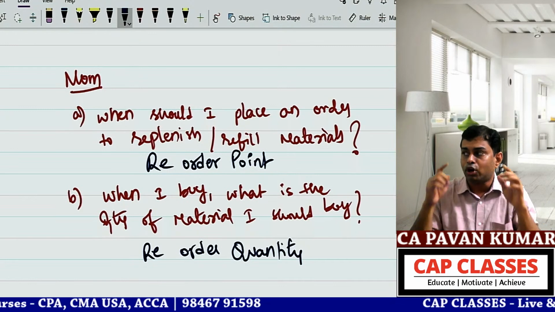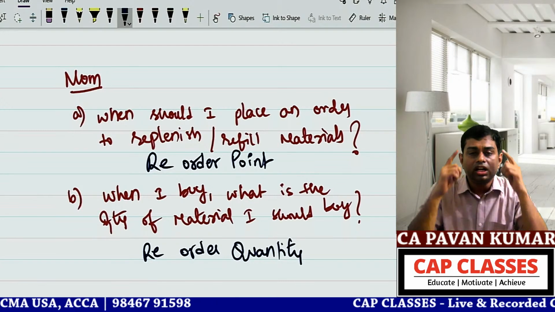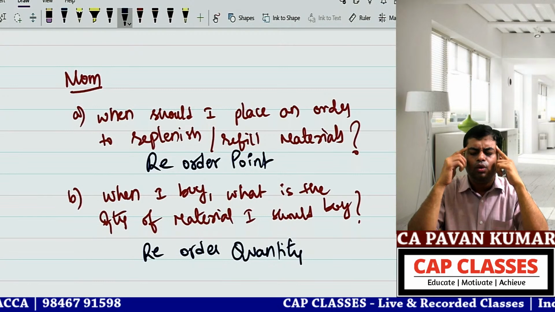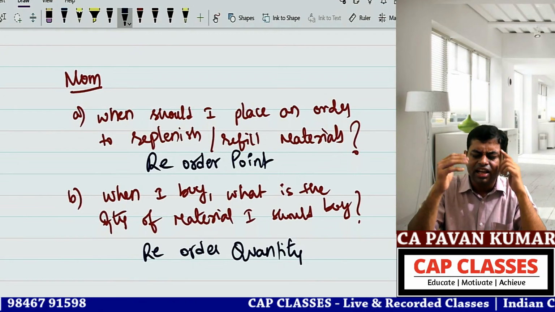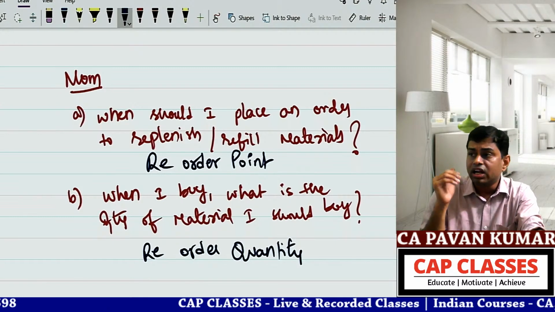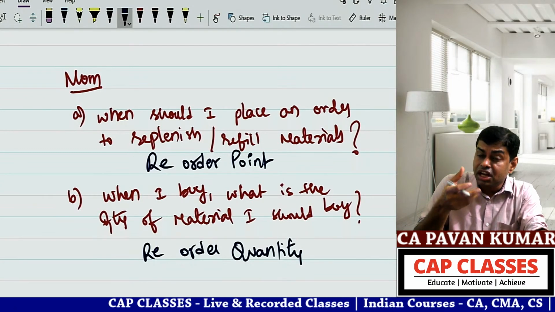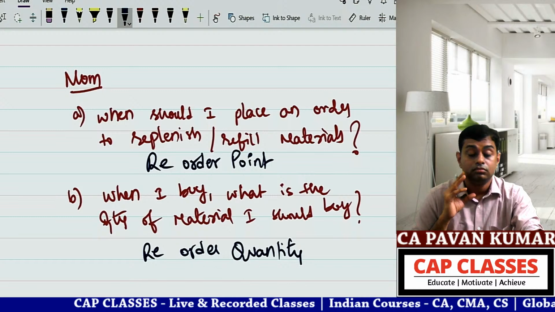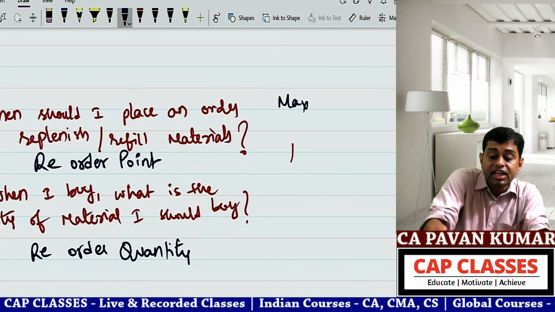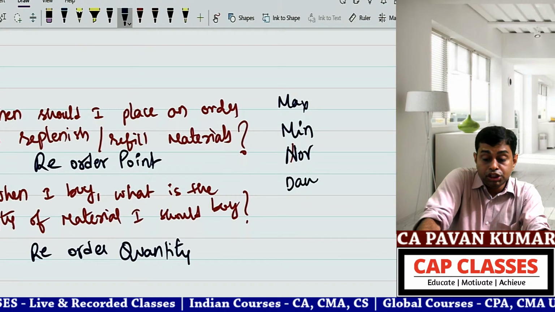So now you are processing. What is the thing that is running in your mind? Now you are processing the information. What is the maximum material I can have in my hand? What is the minimum material I should have in my hand? What is the average material that I can have in my hand? What is the danger level? So these things we call them maximum level, minimum level, normal level, danger level.